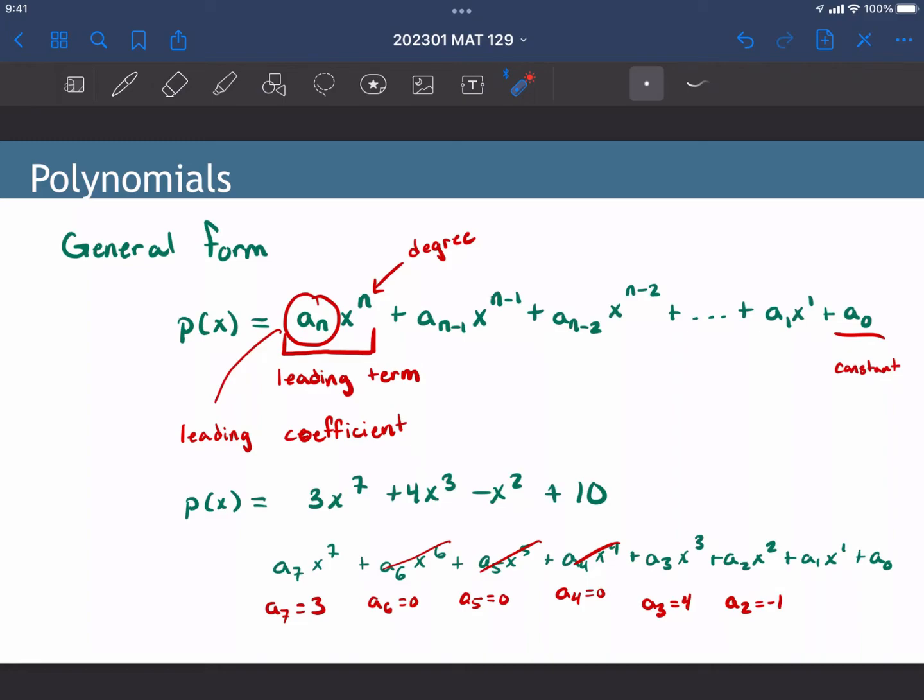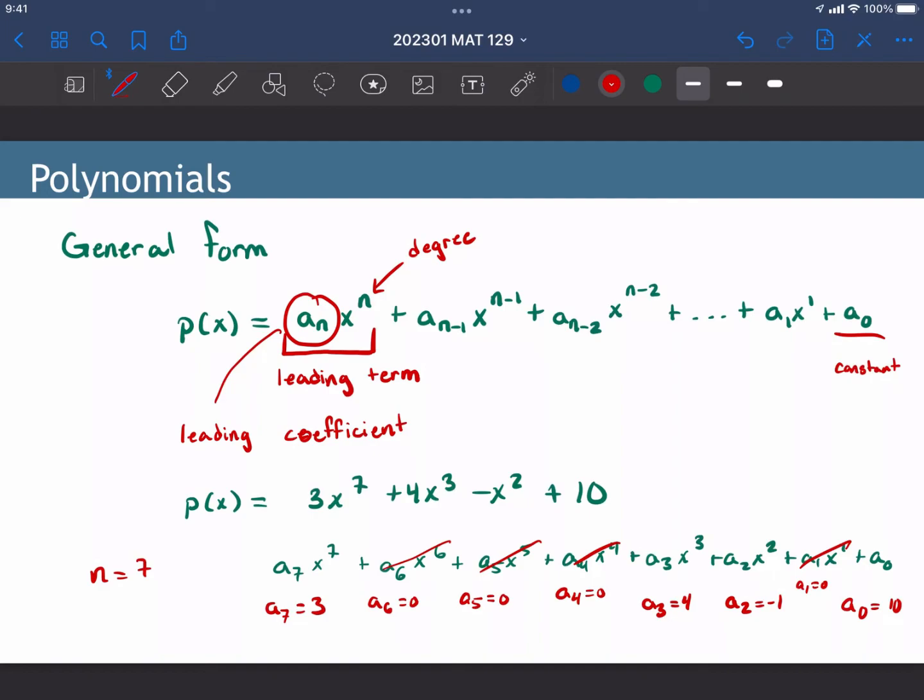All right, anyhow, let's finish it off. Let's see here. My a sub 1 term, I don't have one, and so again, that's a 0. And then a sub 0 is 10. I guess I need to write this. Okay, so that's the general form. Also, this tells me what? N is 7, so the degree of my polynomial is 7.